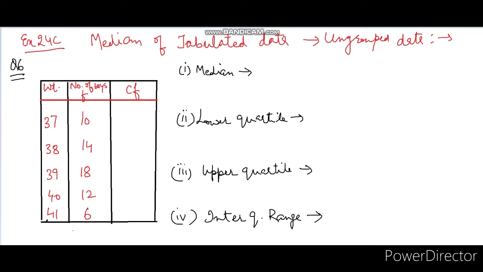Students, see, we are given this tabulated data, and tabulated, as you all know, is simply the ungrouped data. We don't have any class intervals here in the first column. We have simply the ungrouped data. This way it is known as the tabulated data.